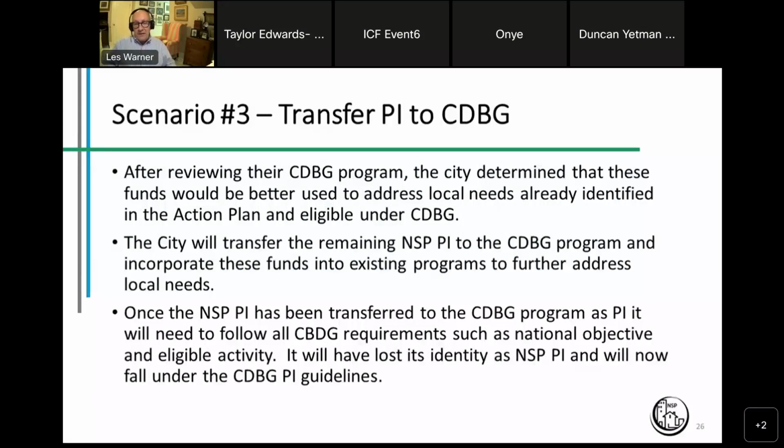What's the capacity of not only our program staff itself, but maybe subrecipients to be able to implement additional funds? And so in this example, the city determined that they'd really be better off to fold the NSP program income into their existing CDBG program and target it towards that unmet need.